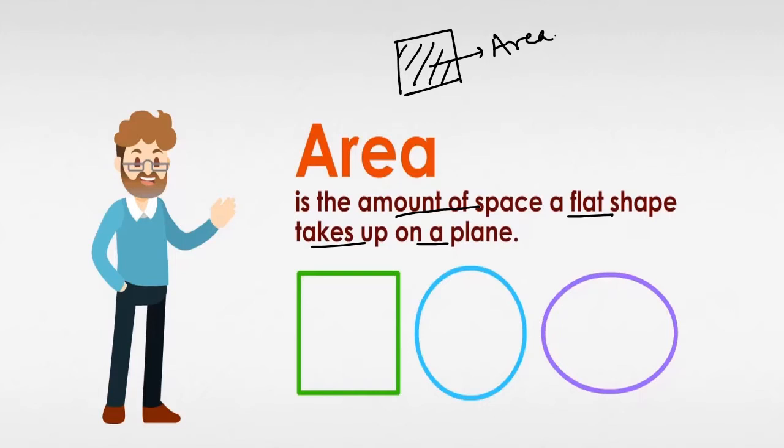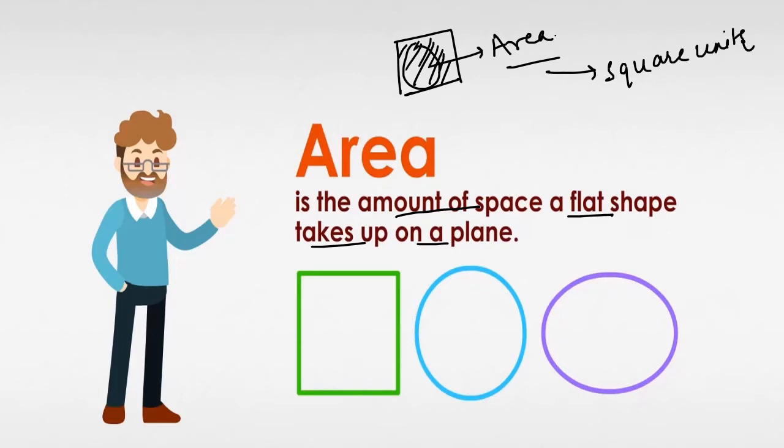So basically, area of a shape is the amount of space covered by that shape. That is within the boundary of that shape, whatever region is enclosed, that is the area of that shape. Now, area is always measured in square units.